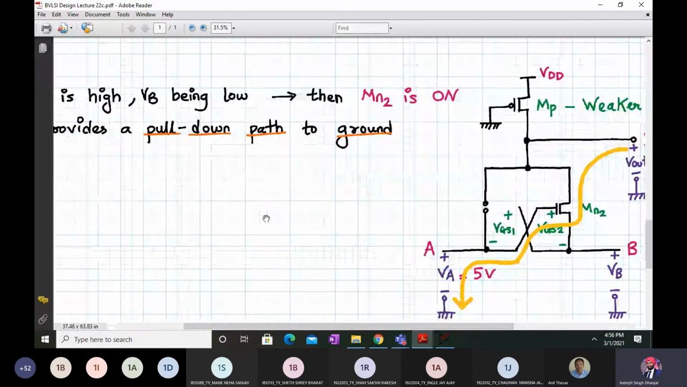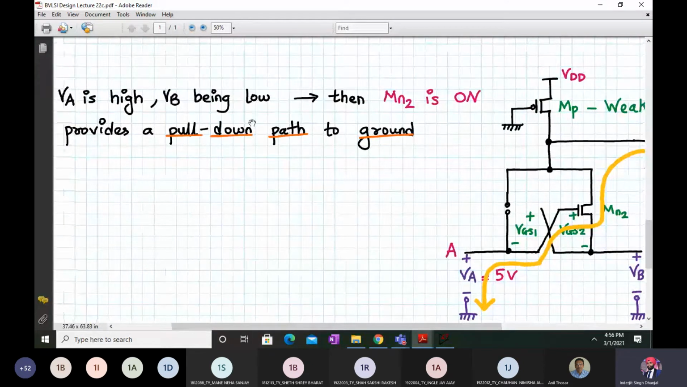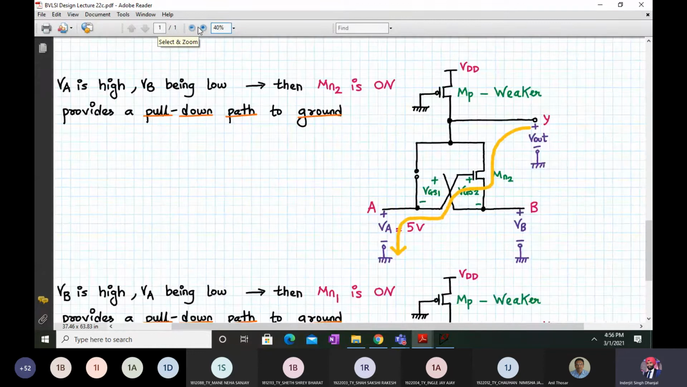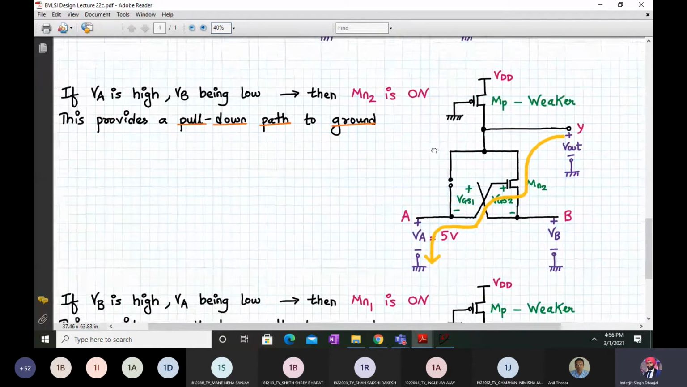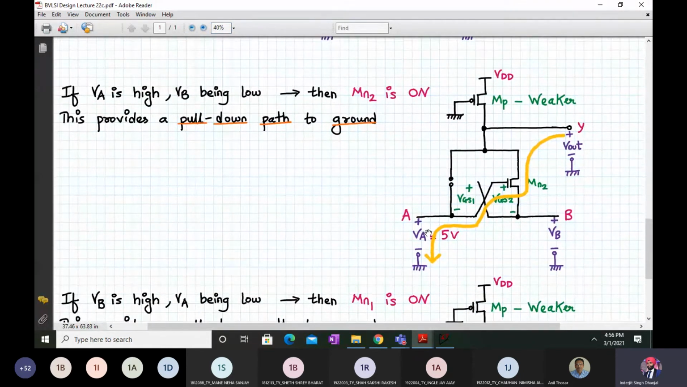So for the next case, let me expand it a little. Let me make it around 40%. Okay, so if VA is high, listen very, very carefully. If VA is high, which NMOS transistor will be on? Remember, the pull down network is stronger. So even if one NMOS transistor is on, it is capable of pulling the output node towards the ground.